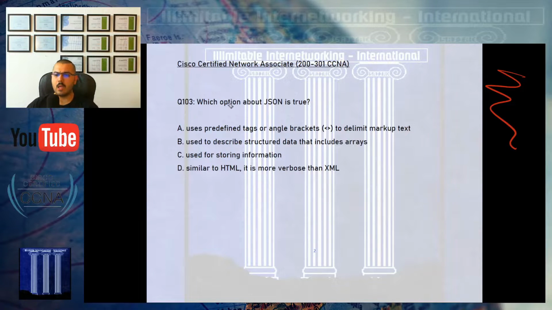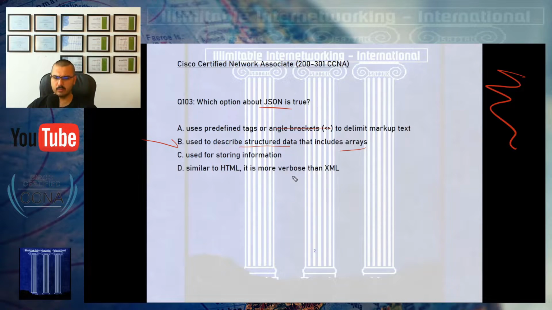Okay. Which option about JSON is true? It uses predefined tags or angle brackets? No angle brackets at all. To delimit markup text? No, that's what you see in the XML format. Used to describe structured data that includes arrays? Yes, because it does describe structured data, and that structured data are APIs. Also, they do include arrays because we have seen some examples. Okay, so far we are good. Used for storing information? Not quite correct, no. Similar to HTML, it's more verbose than XML.